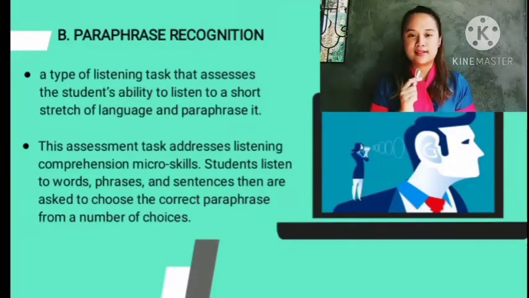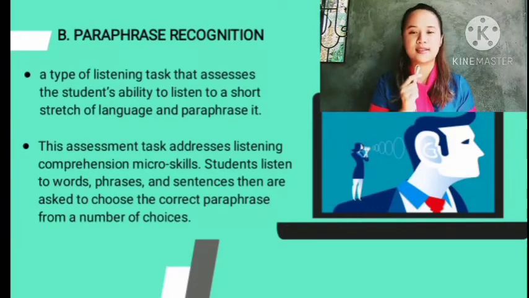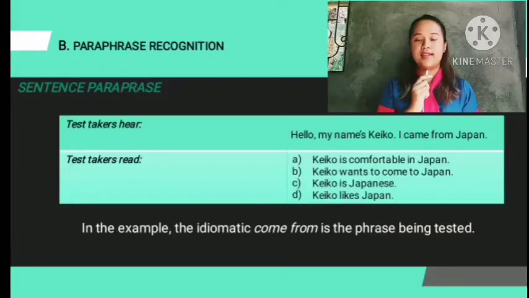This assessment task addresses listening comprehension of micro skills. Students listen to words, phrases, and sentences, then are asked to choose the correct paraphrase from a number of choices. This type of assessment focuses on students' ability to paraphrase the short sentences they hear. The first example of paraphrase is the sentence paraphrase.